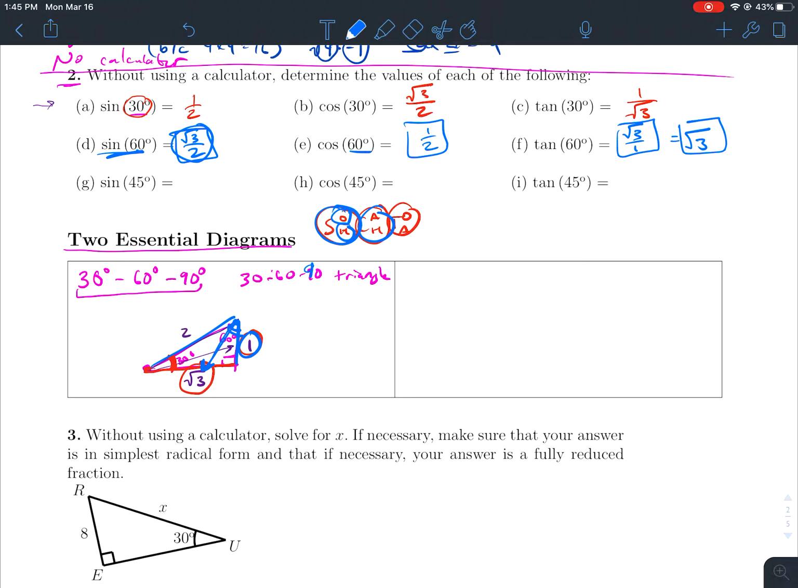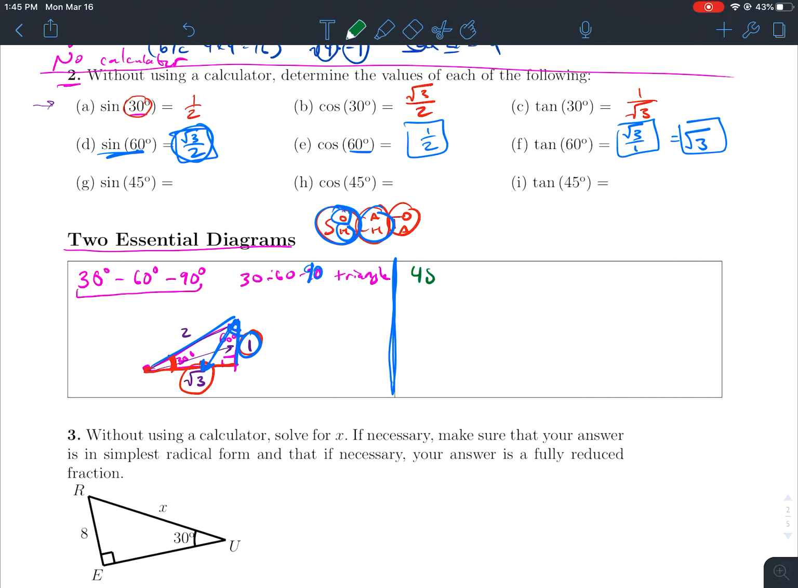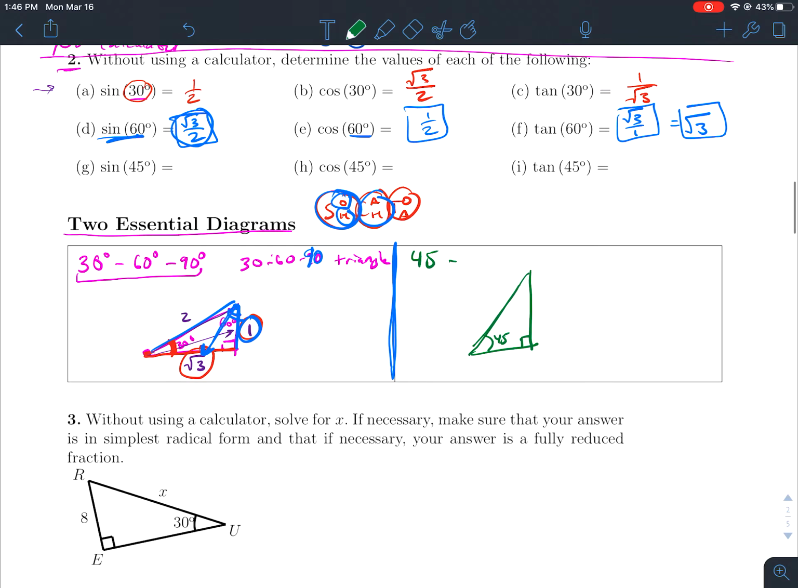Now, this triangle gives us 30, 60, 90. But 45 turns out to be a pretty well-known angle as well. So if you think about putting a 45-degree angle in a triangle, if one of them's 45, we know it has to be a right triangle, so one of them's 90. Let's see, what does the third one have to be?